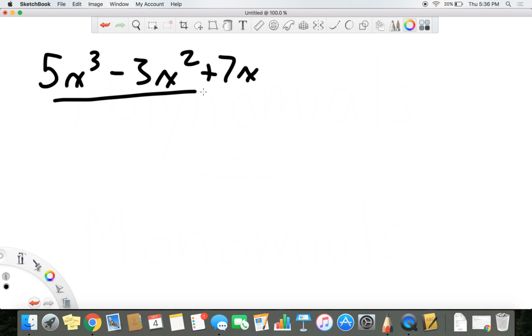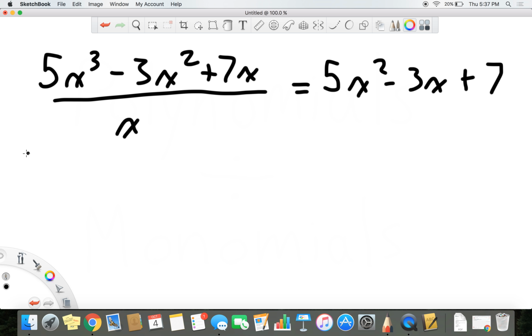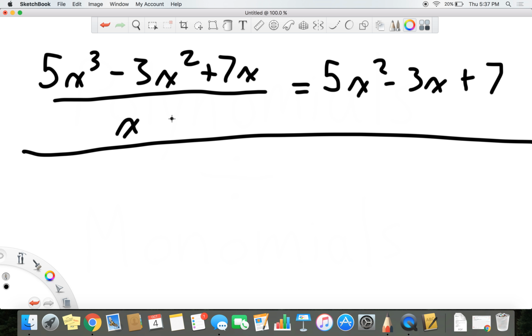So let's do 5x cubed minus 3x squared plus 7x. And let's divide this by x. Well, knowing the quotient rule, which is an exponent rule, and since there's no coefficient that we have to divide because this is a 1 and everything divided by 1 is itself, we can just subtract an x from all the x values. So we have 5x squared minus 3x plus 7. Awesome.